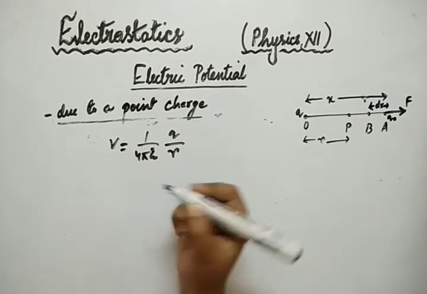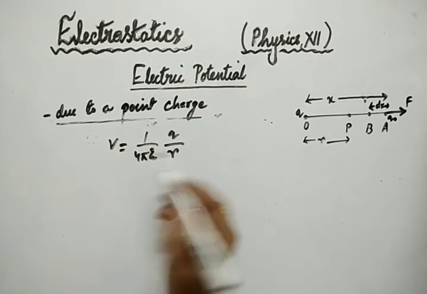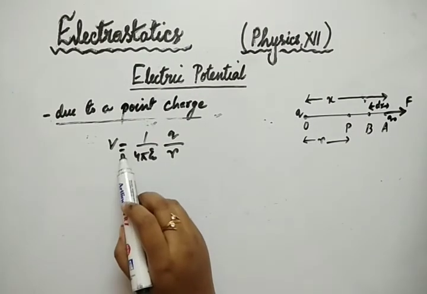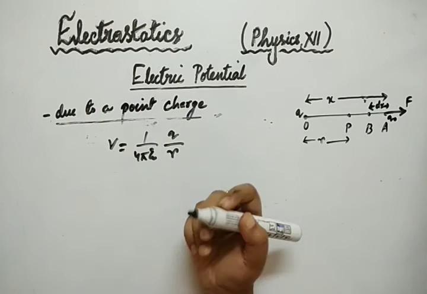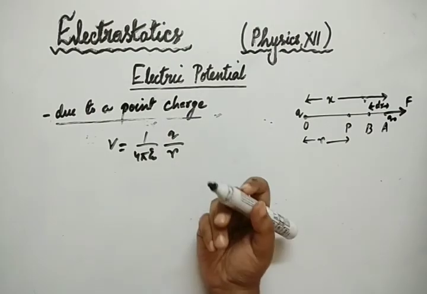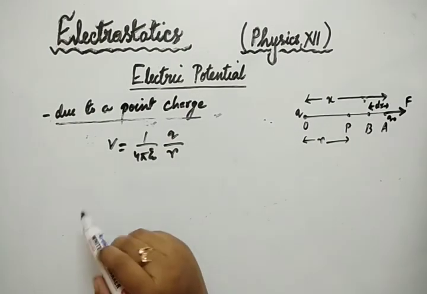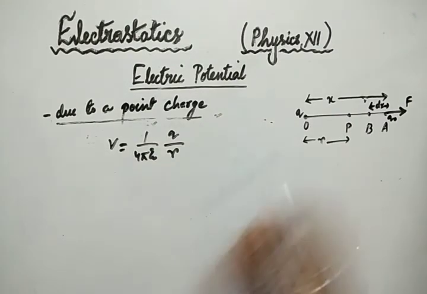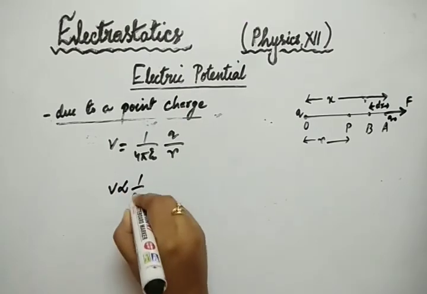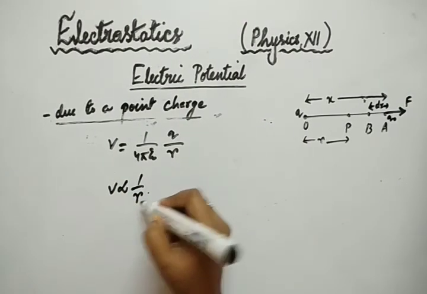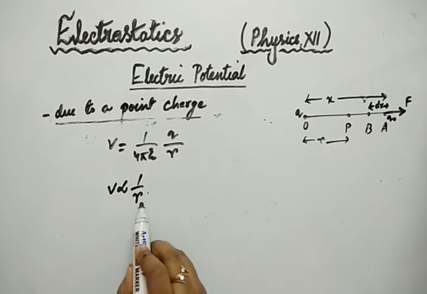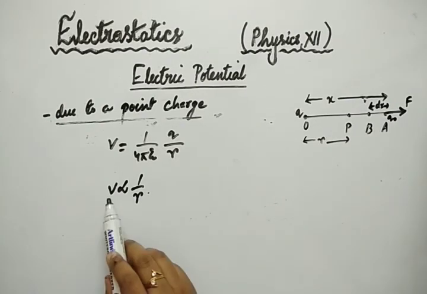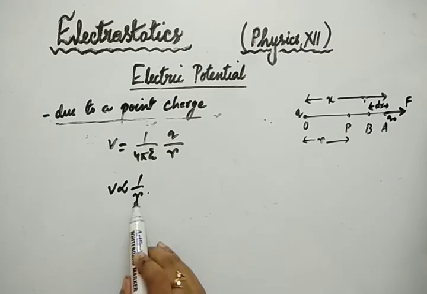Here you can see V is a scalar quantity, because it is work done by charge. Work done is a scalar quantity and q is also a scalar quantity. So it does not have any direction, and we are not mentioning any direction here. But you can see one thing, it is proportional to 1 by r. That means if you go far away from the source charge, your potential will keep on decreasing.